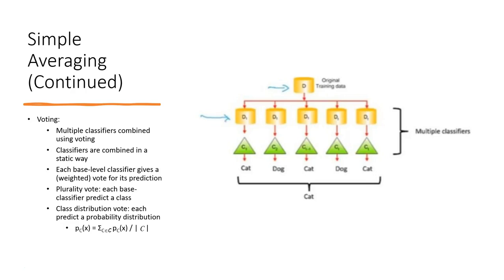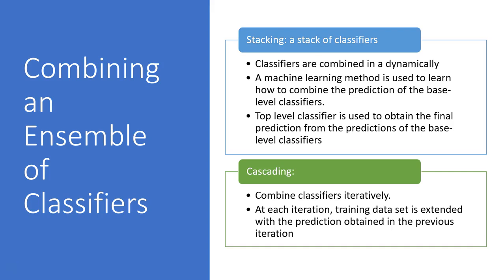If your data are categorical, you're looking at classifiers, so that's going to work through voting. Classifiers are going to be combined in a static way. Each base level classifier is going to give a weighted vote for its prediction. We have what's called a plurality vote, so basically each base classifier is going to predict a case. And then your class distribution vote, so each is going to predict a probability distribution, and that's given here on the screen for you.